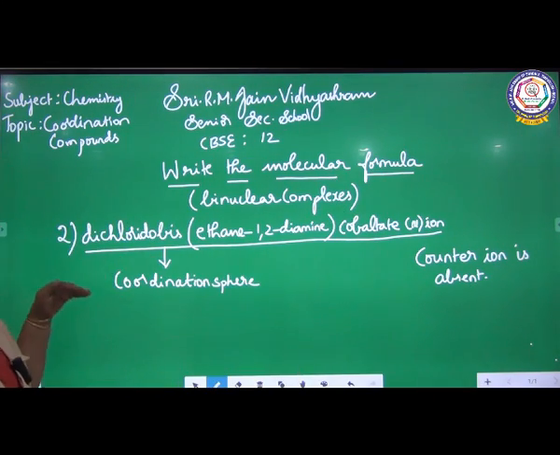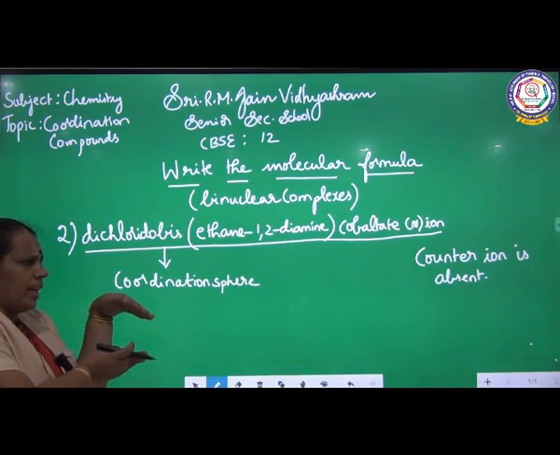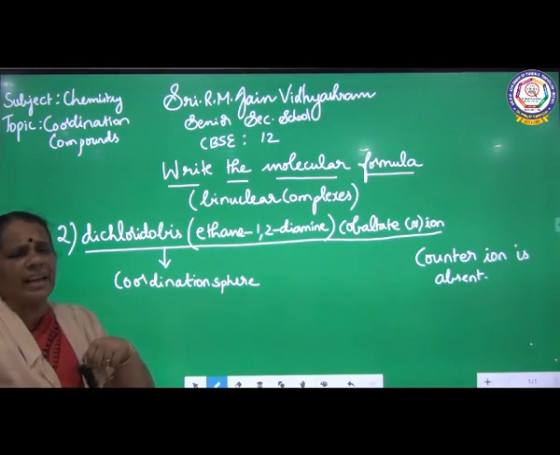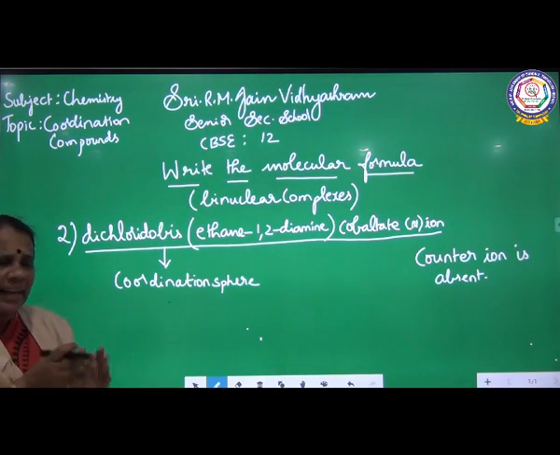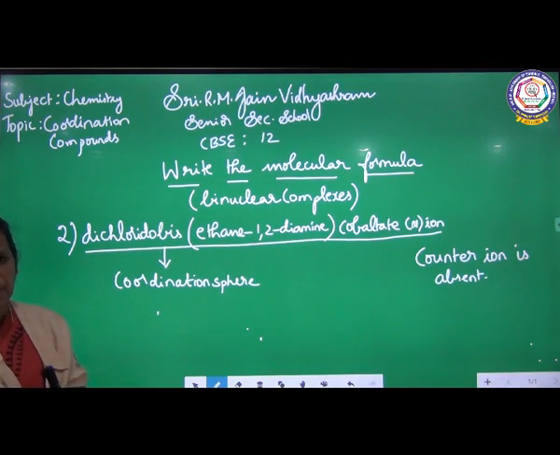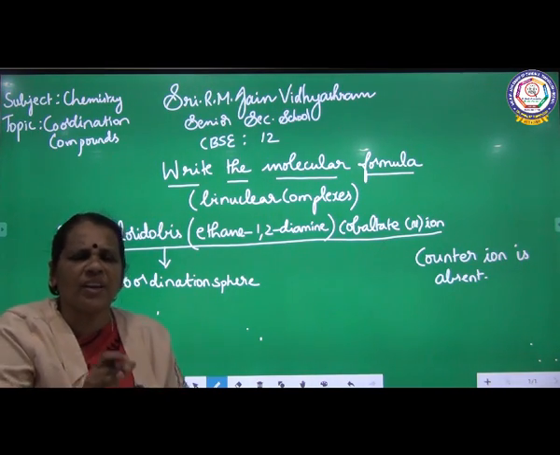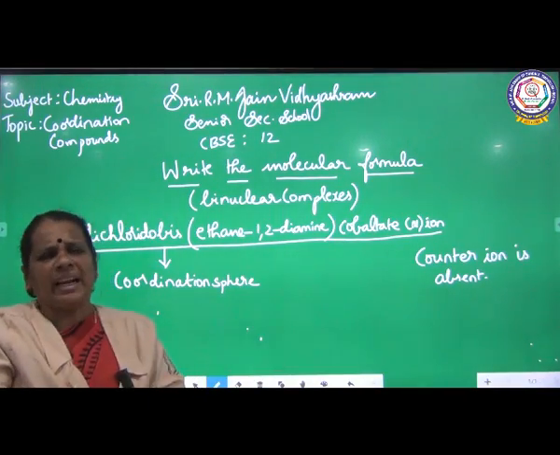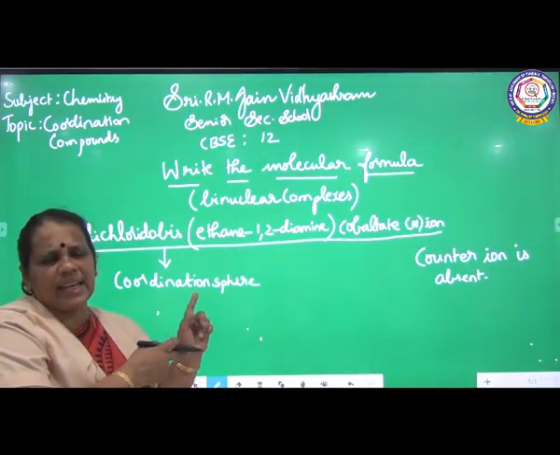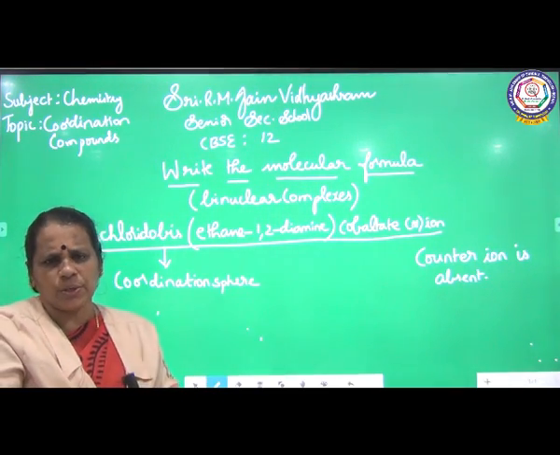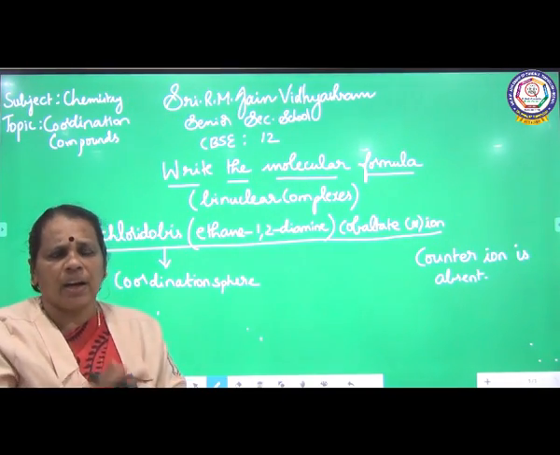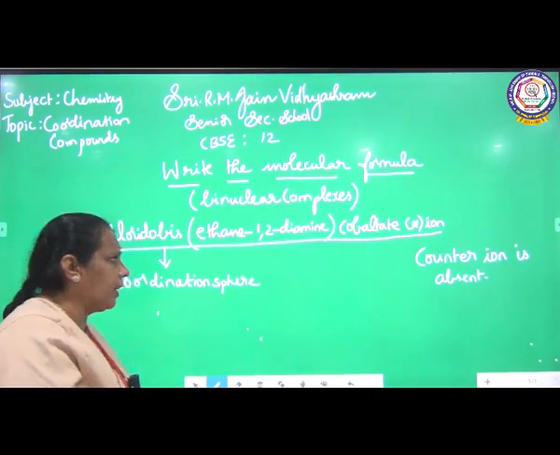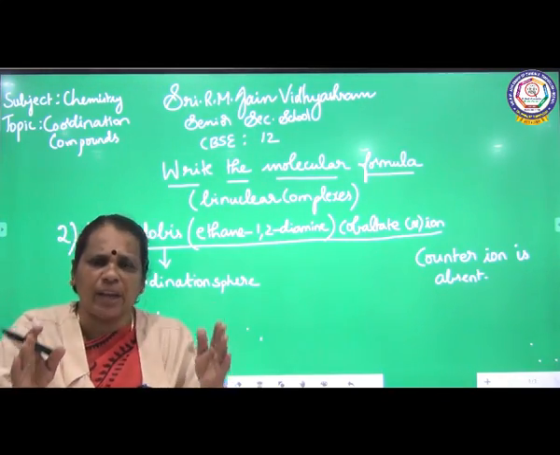So I have got only one coordination sphere here. I don't have a counter ion here. We are going to arrange the species in the coordination sphere. Usually the species inside the coordination sphere will be the central metal ion and the ligands. Already we are discussing binuclear complexes, so there will be two different types of ligands present in the coordination entity along with the central metal ion. Now we are going to segregate the species in the coordination sphere.